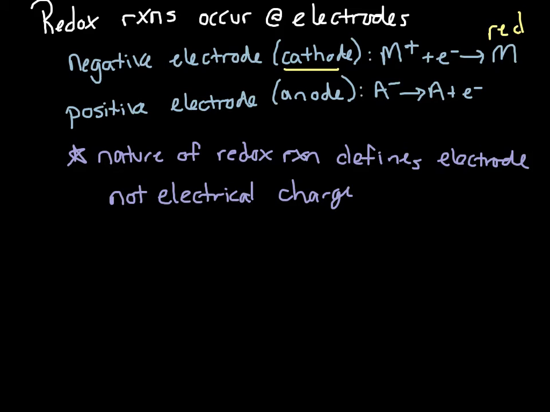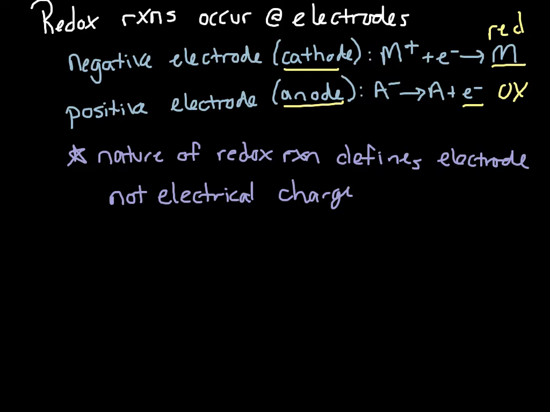So your positive cation is going to accept the electrons from the cathode to create your neutral ion or neutral element. The positive electrode is your anode because your negative ion is going to donate an electron and create the neutral compound so that electron can go back to the power source. And this is where oxidation occurs.